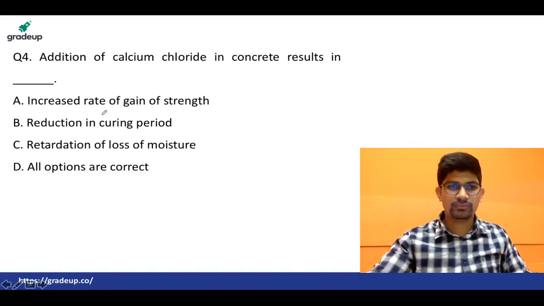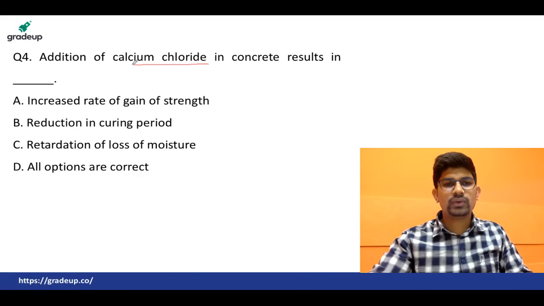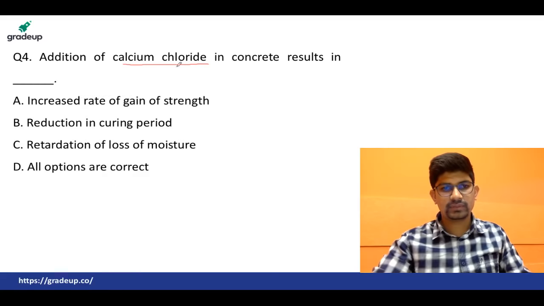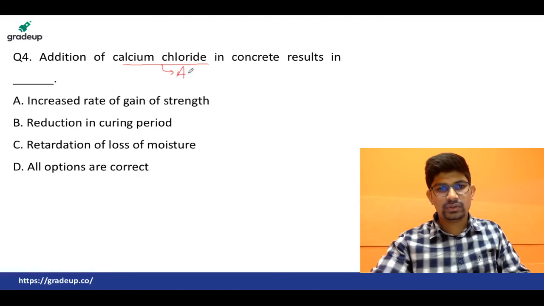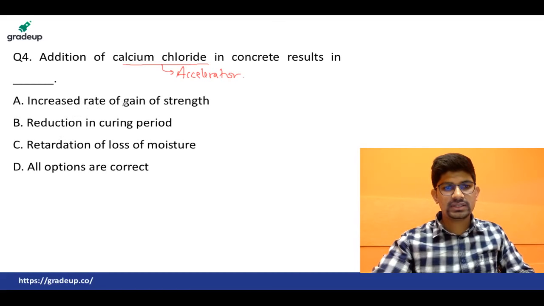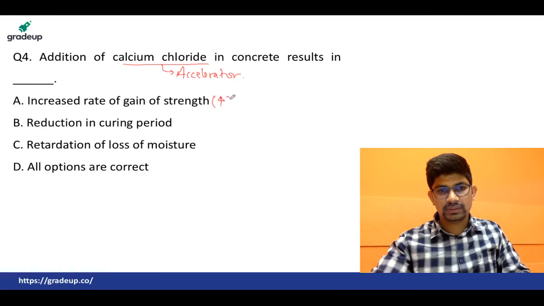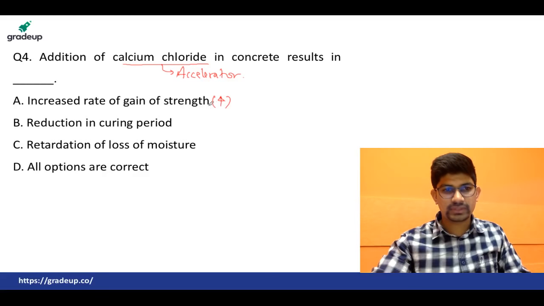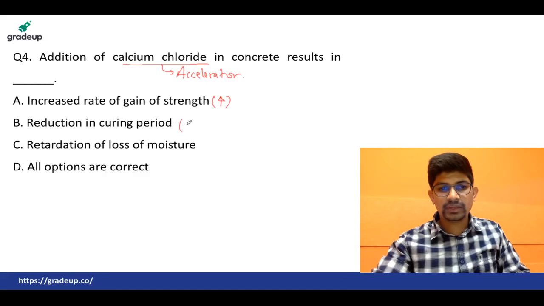Now coming to question number 4. Addition of calcium chloride in concrete results in. Now calcium chloride, you all know, it is an accelerator. So the first point, increased rate of gain of strength. Yes, it will, because with an accelerator, increased rate of gain of early strength will be attained. Now reduction in curing period. Yes, definitely. This is also correct.